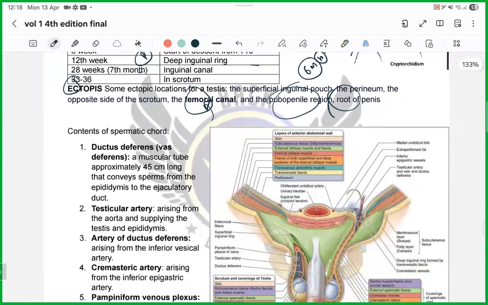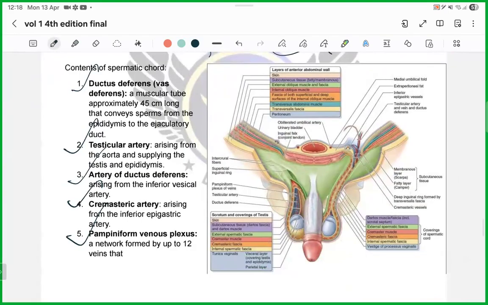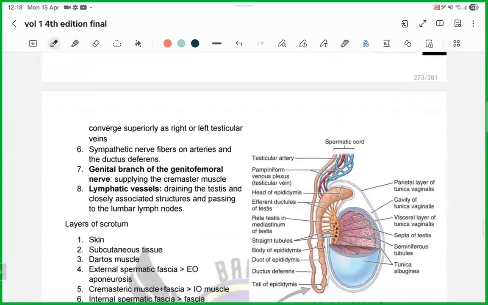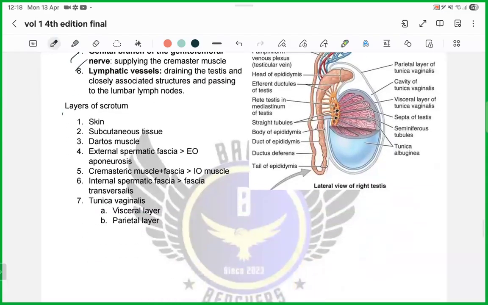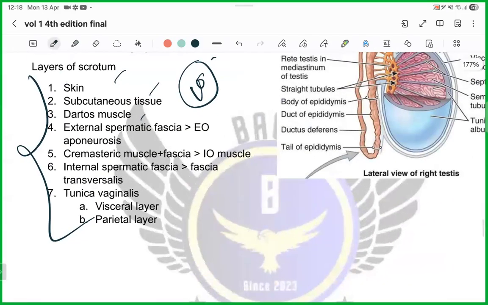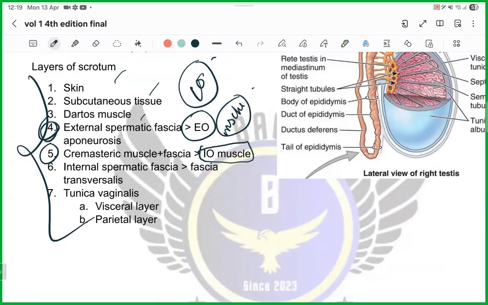Contents of the spermatic cord, just know the names. Just know the names. They don't ask anything detailed. Layers of the scrotum is 100% important, but not all the layers. You have to know that the external spermatic fascia comes from the external oblique aponeurosis. The cremasteric muscle and fascia comes from the internal oblique muscle. Muscle, point to be noted. The internal spermatic fascia comes from the fascia transversalis. Then we have the tunica vaginalis, visceral layer, parietal layer.